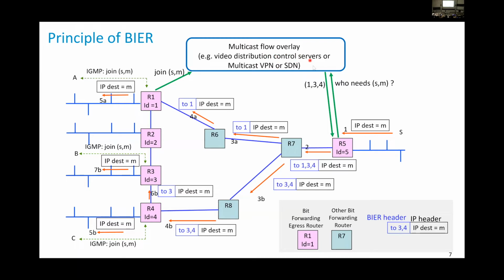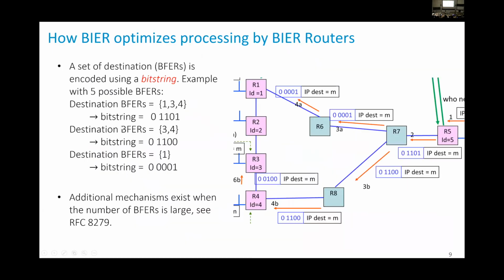Once we know we have to reach 1, 3, 4, how do all the routers, in particular the backbone routers, do this processing without having to be bothered with all this IGMP information? And the trick of BIER is to use what is called a bit string. That's why it's the Bit Index. So what I presented as a list of routers will be presented as a bit string.